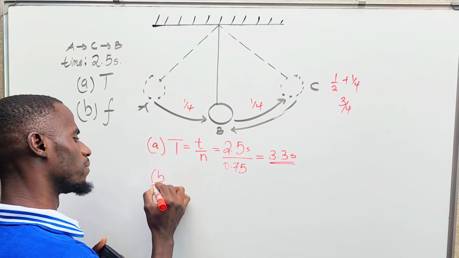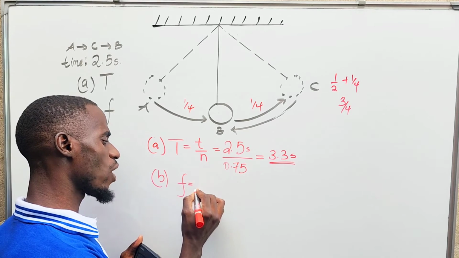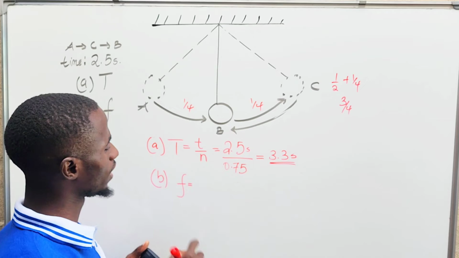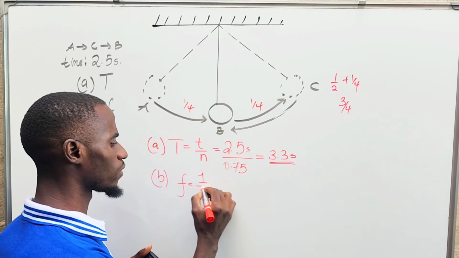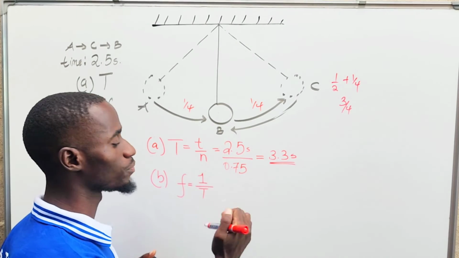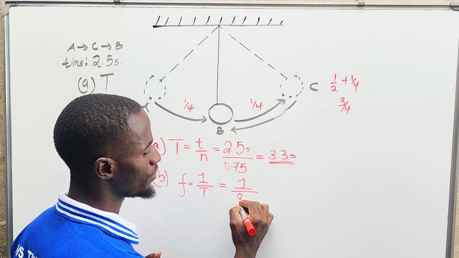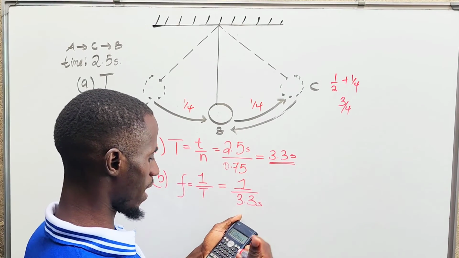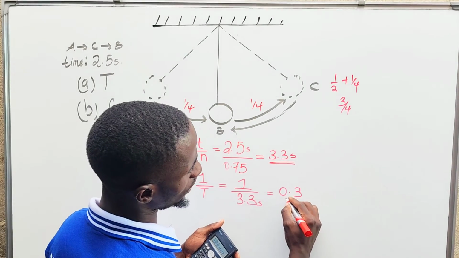What about B? How do we find frequency? Well, for frequency, we are going to use the relationship between period and frequency. In case you don't know it, I'm going to show you today. Frequency and period are related by the equation frequency equals 1 divided by period. So frequency is just the reciprocal of period. We get 1 over, here we have 3.3 seconds. So 1 over 3.3. I'm getting something like 0.333, like that. So I'll just leave it there.